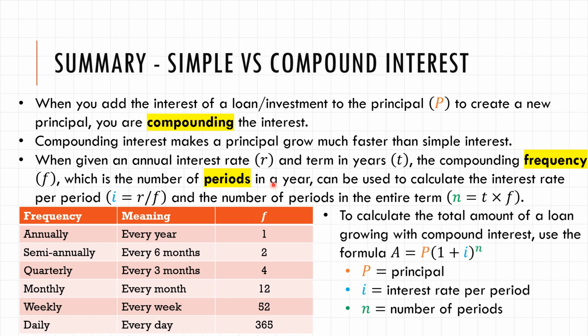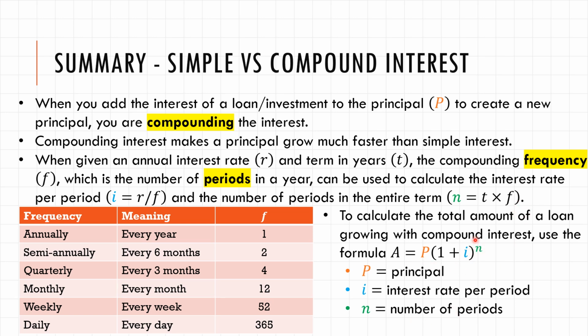So the formula to calculate the total amount of a loan, if it's growing with compound interest, is P times (1 plus I) to the power of n. P is still the principal, that's the amount that you borrow at the start of a loan or at the start of an investment. I is not the interest rate, it's the interest rate for one period. And the way we calculate that is we take the annual interest rate divided by the frequency. N, the exponent here, is the number of periods. And so we take the term, which is the number of years, and multiply it by how many periods there are in each year. And that's how we find N.